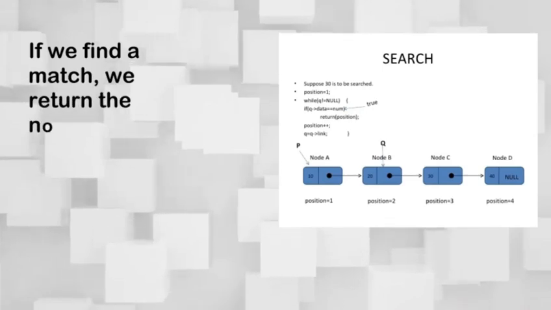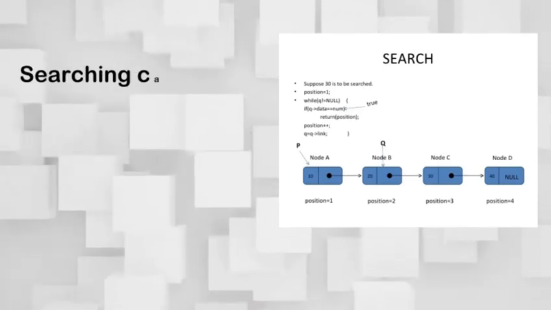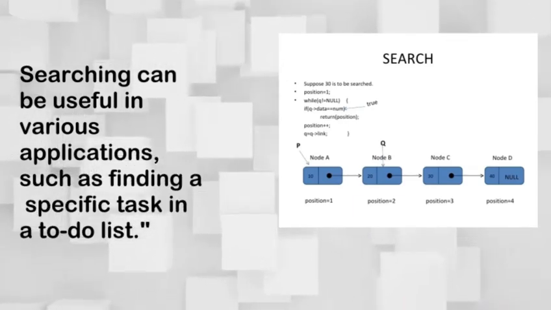If we find a match, we return the node. Otherwise, we continue until the end. Searching can be useful in various applications, such as finding a specific task in a to-do list.